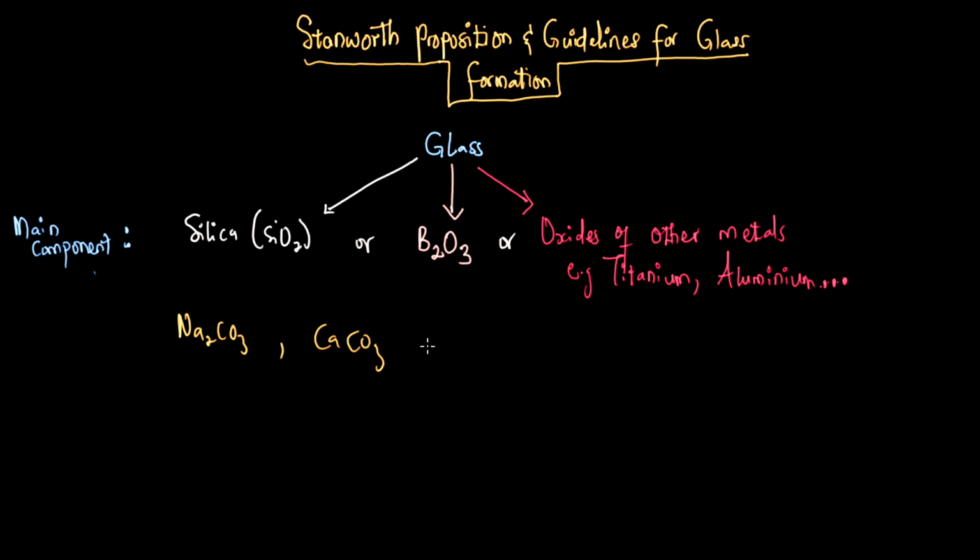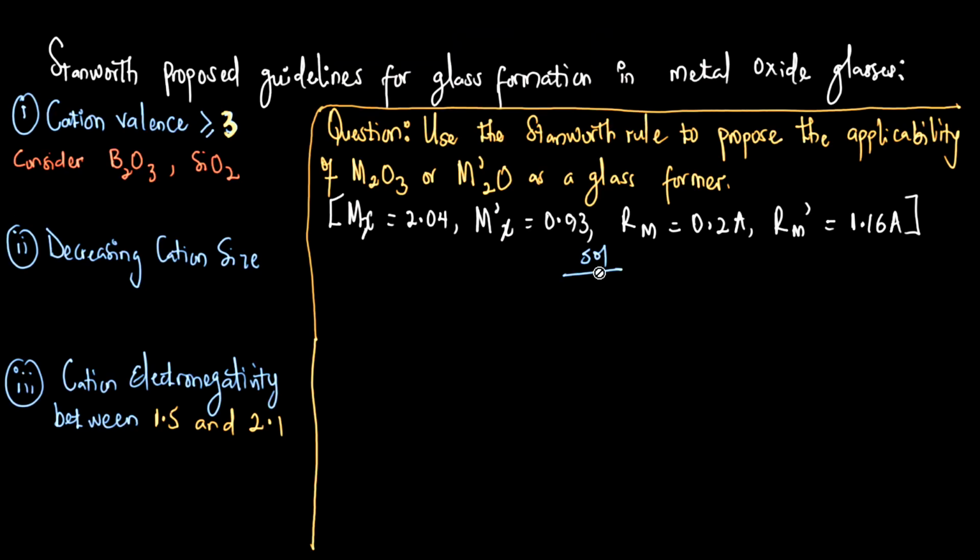So Stanworth proposed some guidelines that should be followed when forming a glass. So let's look at these guidelines. The first guideline is that cation valence should be greater than 3.